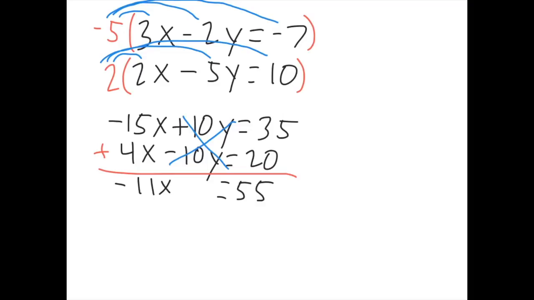So now we've got negative 11x equals 55. So we divide both sides by negative 11. Using the division property of equality. And you get x equals negative 5.